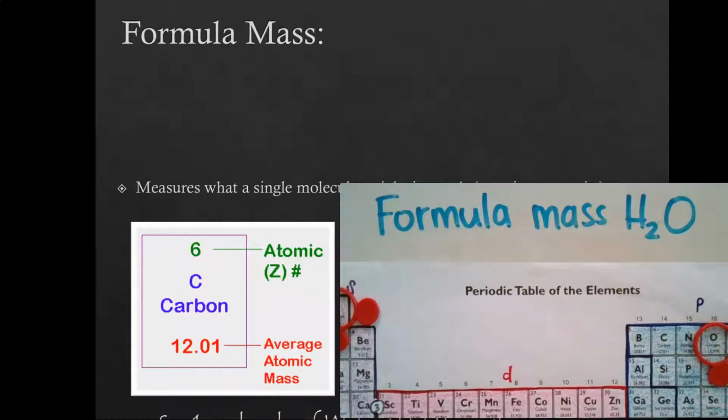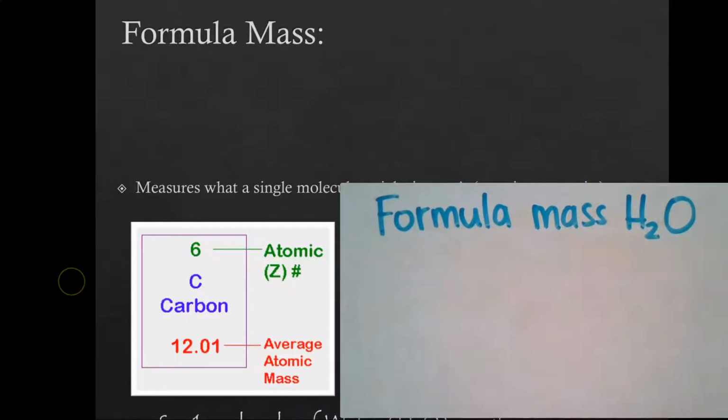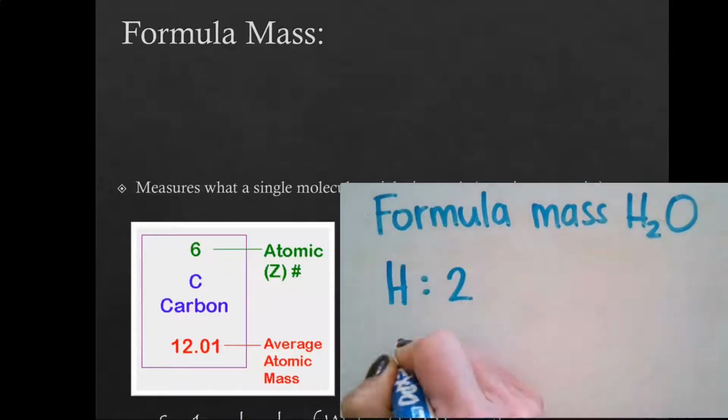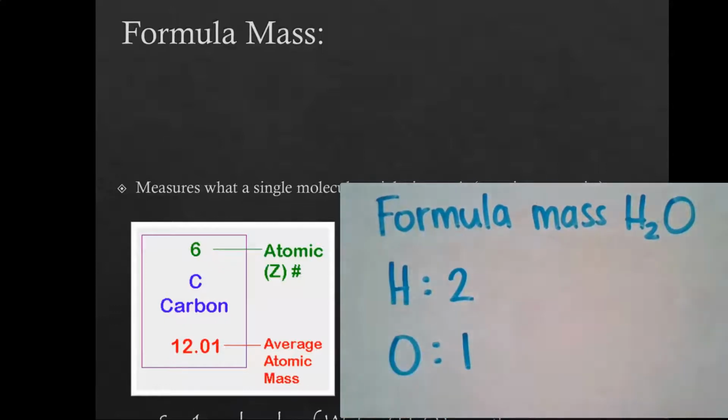Now we are going to determine the formula mass for H2O. And so the first thing we need to do is locate hydrogen and oxygen on the periodic table. So I challenge you right now to get out your periodic table and make sure that you can find hydrogen and oxygen. So what we're going to do is start by identifying how many and of which elements are in water. According to H2O, I have 2 hydrogens and 1 oxygen. 2 hydrogens and 1 oxygen are present.